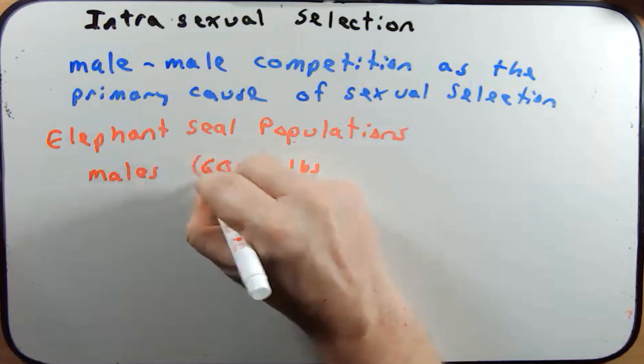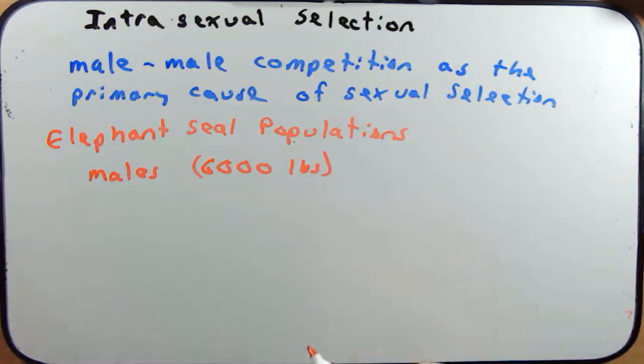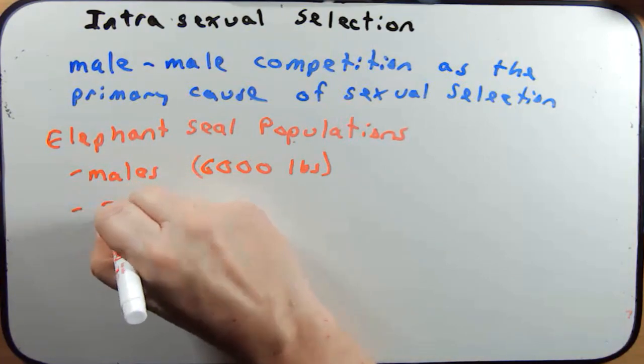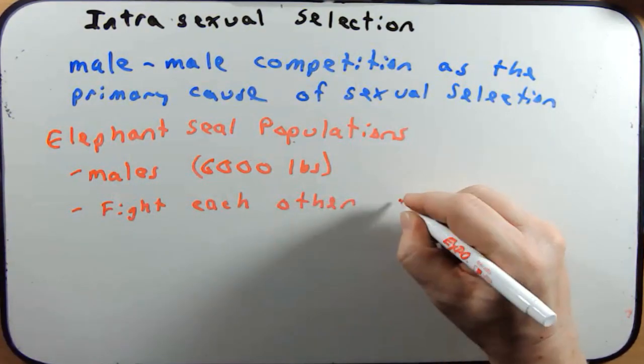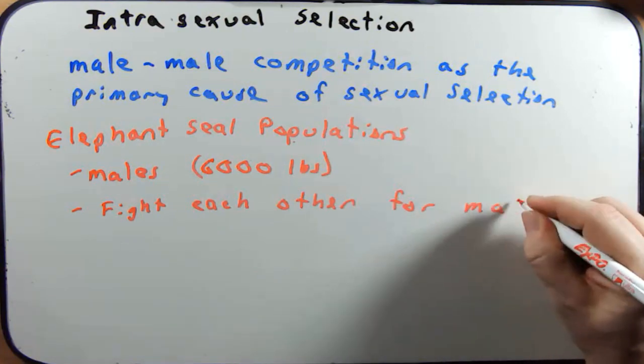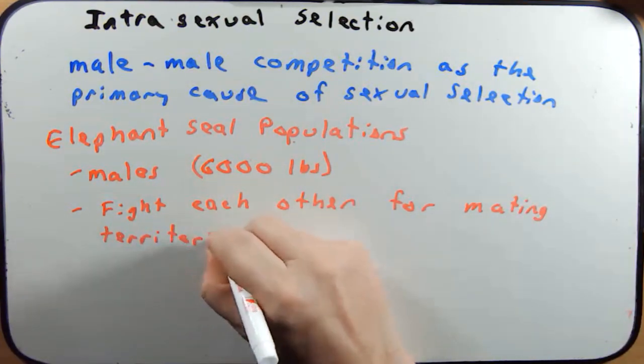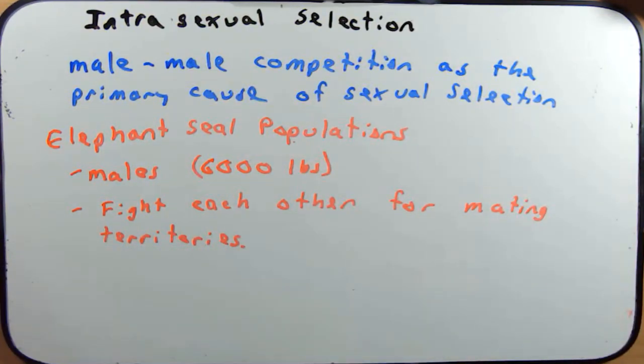I'm not going to ask you on a quiz or test how much they weigh, but that's just to give you a perspective. These elephant seals, the males are huge. And these males, they will fight each other for mating territories. The female elephant seals come on shore for the mating seasons. And so males fight vigorously against each other to establish an area that they claim as their own territory, keeping all other males away.